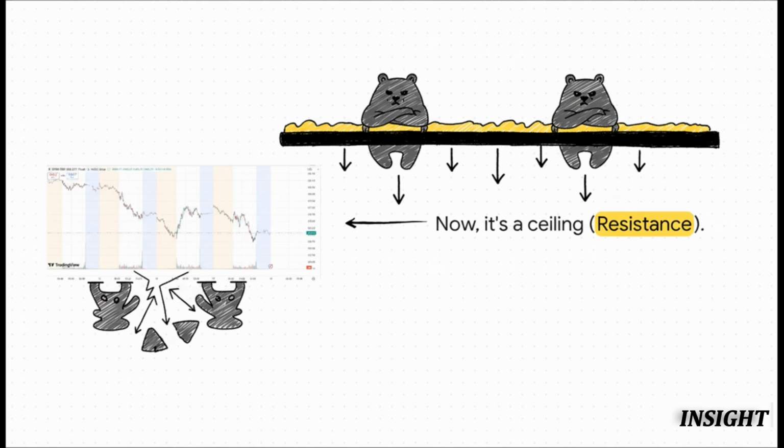And psychologically, this is a huge deal. It means anyone who bought at that floor is now losing money, and they're probably looking for any chance to sell and get out. So that old support becomes a brand new wall of sellers. It's a classic plot twist, confirming the bears have taken over that critical territory.